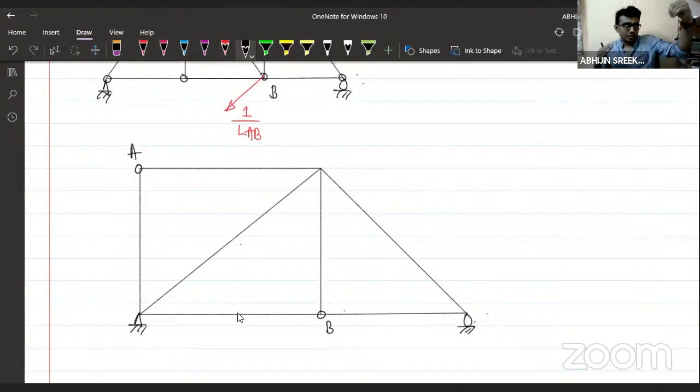There are two possibilities: A and B can move together, or A and B can move apart. So, what is the relative movement between the joints A and B in the direction of AB? This is the question. Here also, we will be using the concept of the unit load method. So how will we do it? We have to apply a unit load just like this in the direction of AB. This is one and this is one.